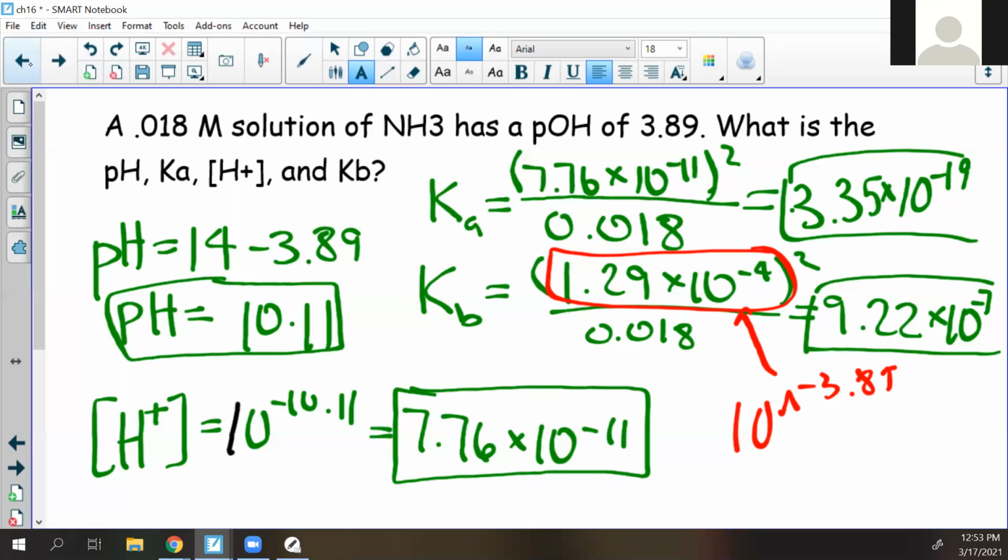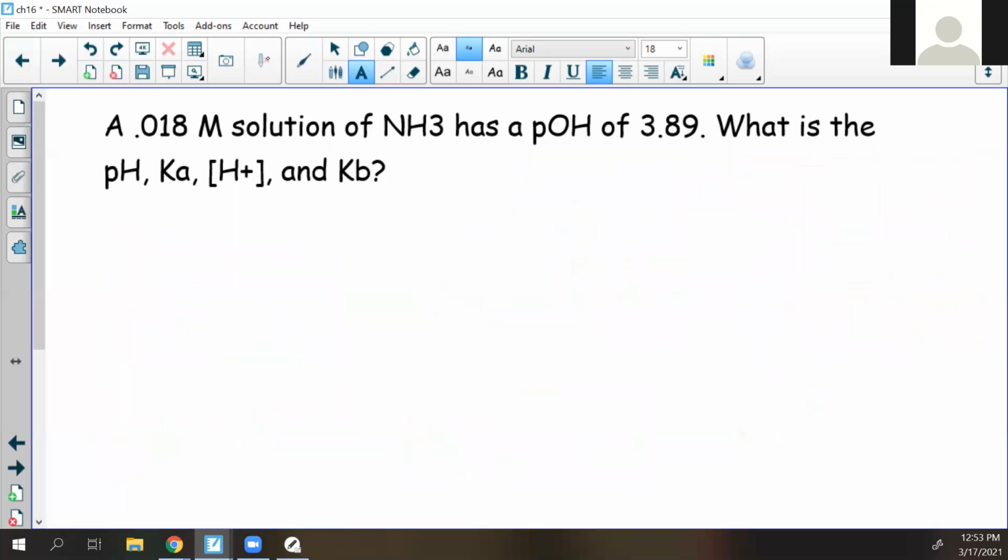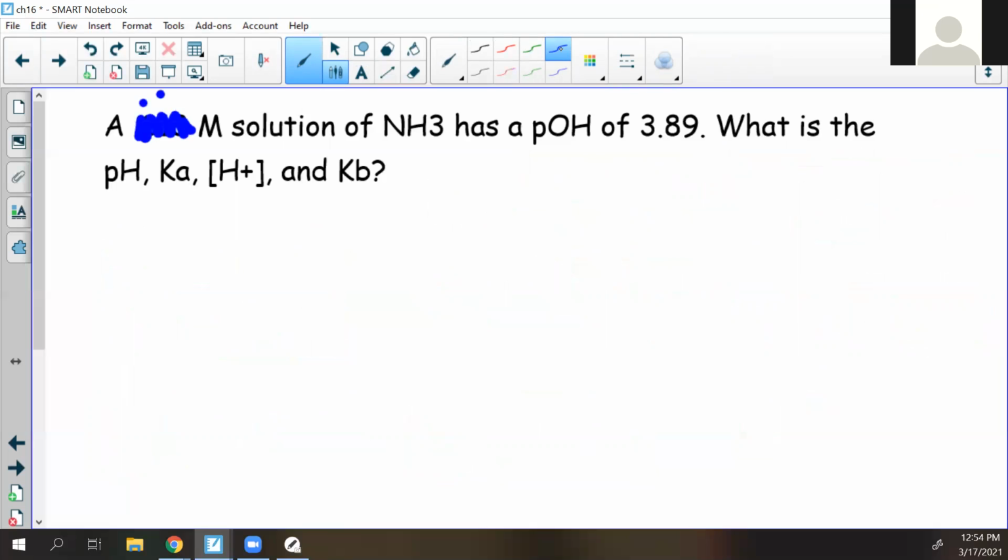Do you want it just like this again? Here, let's do another one. Yeah, that's what I'll do. Because that way I won't have to. All right, so we'll say a 0.15 at a POH of 1.92. What's the rest of that? Ready, go.